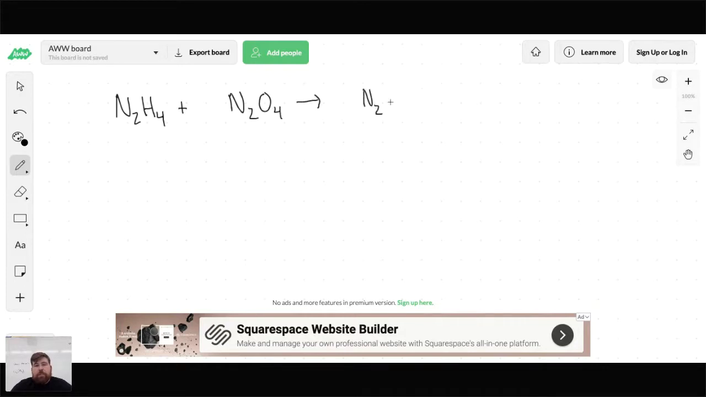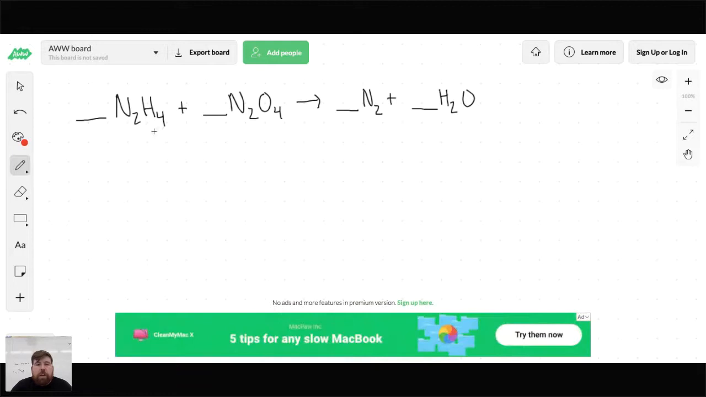Notice how I'm leaving myself a little bit of room in front of each of these compounds or elements, and water. I want to leave myself a little bit of room in front of each one of these so I can place a coefficient if necessary. All right, so the first trick I gave you was to balance the element that appears the most last. There are 3 elements in this unbalanced equation. I have nitrogen, I have hydrogen, and I have oxygen.